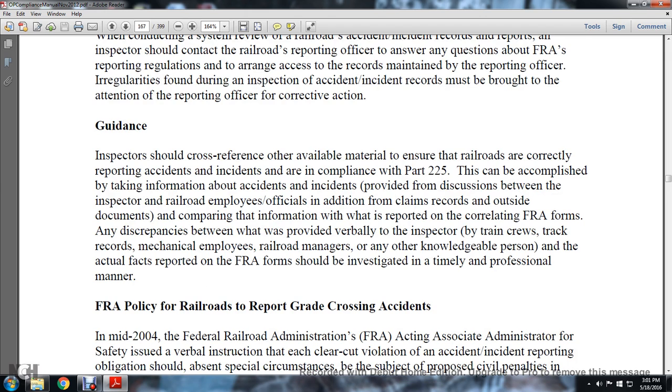This can be accomplished by taking in information about the accidents and incidents provided through discussion between the inspector and railroad employees and officials, in addition to reviewing records and outside documents, and comparing that information with what was reported on the FRA forms. Any discrepancy between what is provided verbally to the inspector by train crews, track employees, mechanical employees, railroad managers, and any other knowledgeable person, and the actual facts reported on the FRA forms should be investigated in a timely and professional manner.